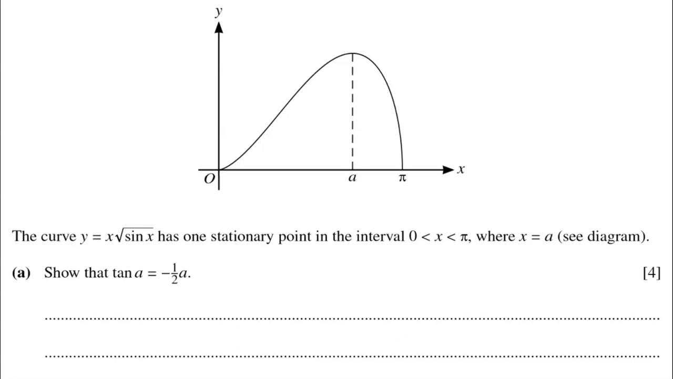So we have a curve and we're told there's only one stationary point between 0 and pi. So on our diagram we see there's a stationary point and it's marked with A. So A is the x value. Then it tells us to show that the tan of this x value, A, is equal to negative a half of the x value, which is A.